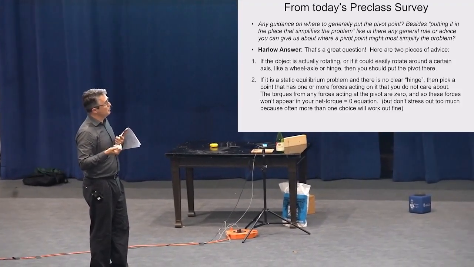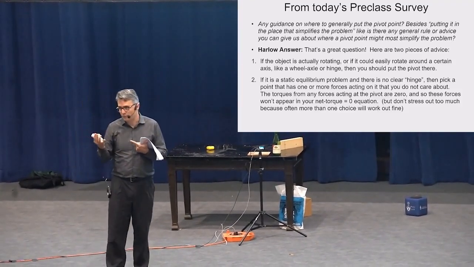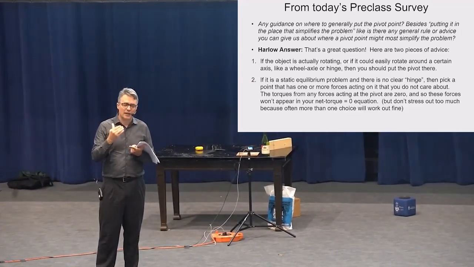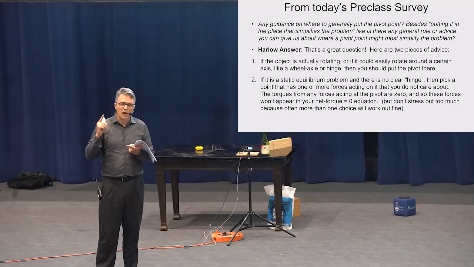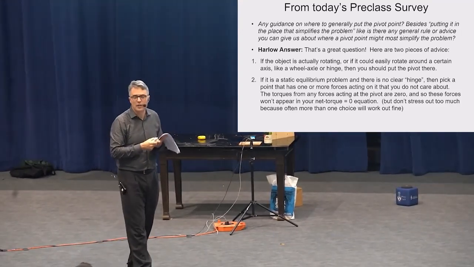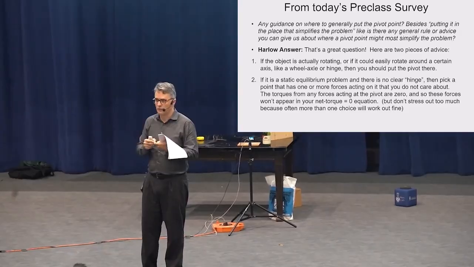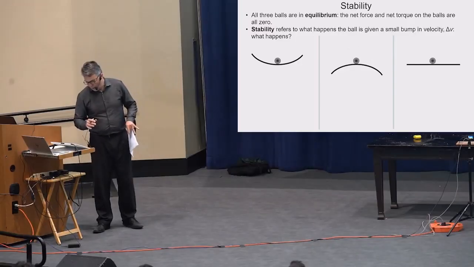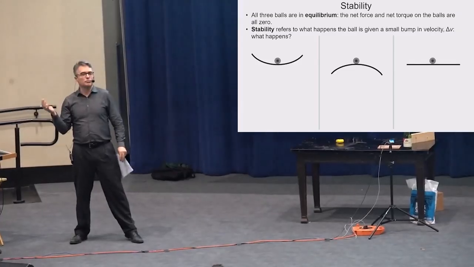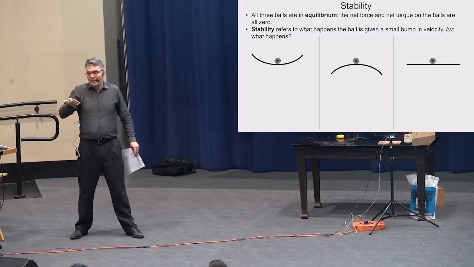But I would say maybe pick a point where there's more than one force acting on it that you don't care about, because when you set up the torque equation, all of the forces that act on the pivot will have 0 torque. So they're not going to show up in your equations, so you're not going to be able to solve for any of those.